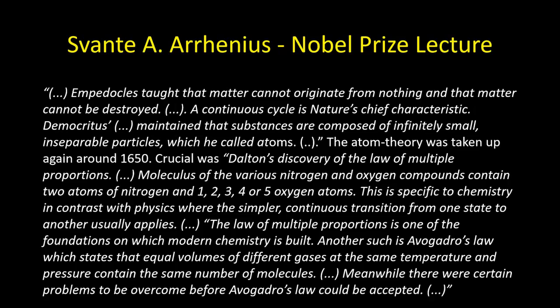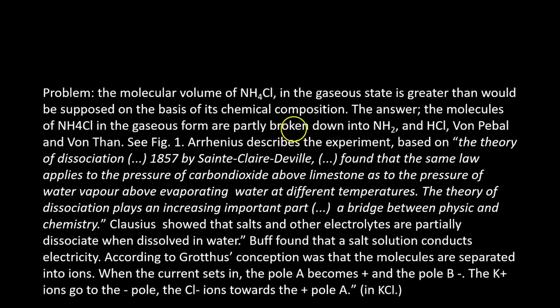Meanwhile, there were certain problems to overcome before Avogadro's law could be accepted. Problem: the molecular volume of NH4Cl, ammonium chloride, in the gaseous state is greater than would be supposed on the basis of its chemical composition. The answer to that: the molecules of NH4Cl in the gaseous form are partly broken down into NH3 and HCl. Van't Hoff and Fontaine discovered this. See also figure 1. We're going to look at that later.